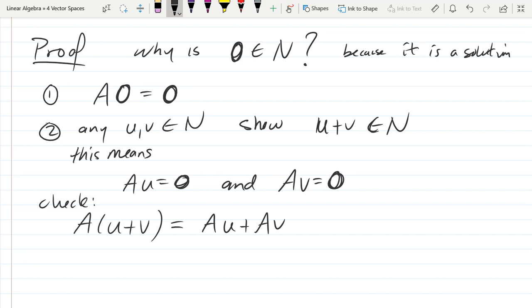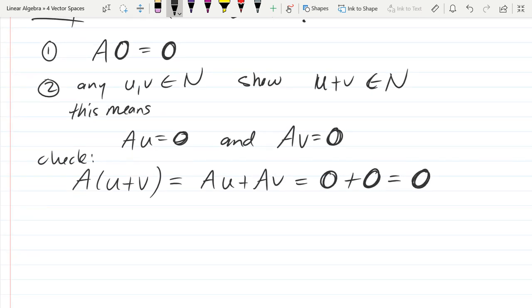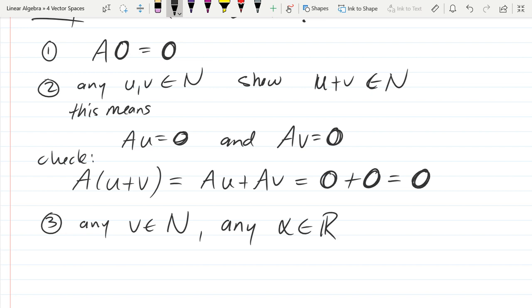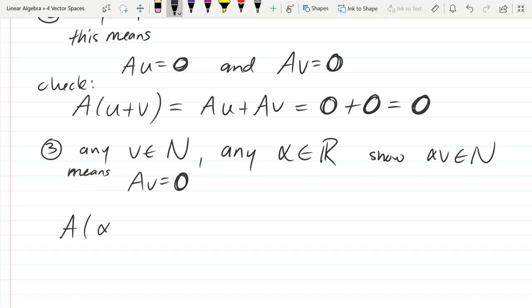Now individually, our assumption, when both of these vectors came from N, was that A times U was zero and A times V was zero. So individually, these are both zero. So we get the zero vector plus the zero vector, and adding the zero vector to itself gets the zero vector out. So that means this is closed under addition. And last up, we're going to check scalar multiplication. So any vector V in N, and any scalar alpha, we're supposed to show alpha V is in the set N. If this vector V is in N, that means AV is the zero vector. And now let's look at, what is A times alpha V?